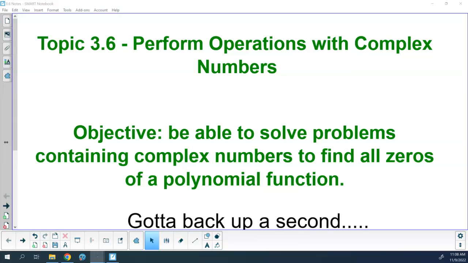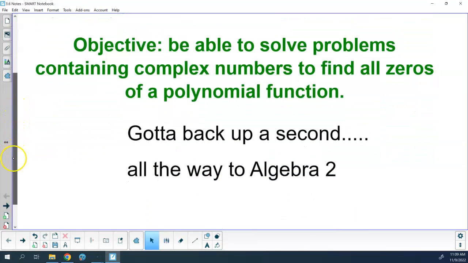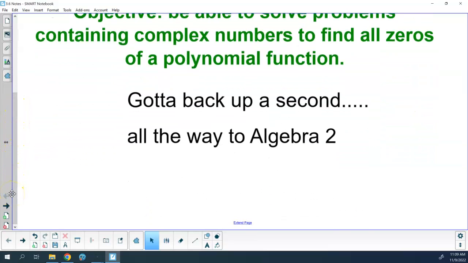All right. So we're going to take a moment here, and we're going to back up a little bit. We're going to take today and go backwards, all the way back to Algebra 2. Back in Algebra 2, you should have learned all about imaginary numbers. Now today, we're going to deal with some complex numbers, but you should have learned all about imaginary numbers. And actually, you probably did learn about complex numbers back in Algebra 2 also.